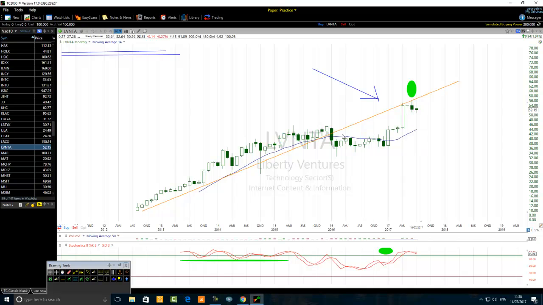So drawing a trend line will also help us to improve our overbought stochastic trading, because the overbought is pointing to us a resistance level. We want to know where those resistance levels are.